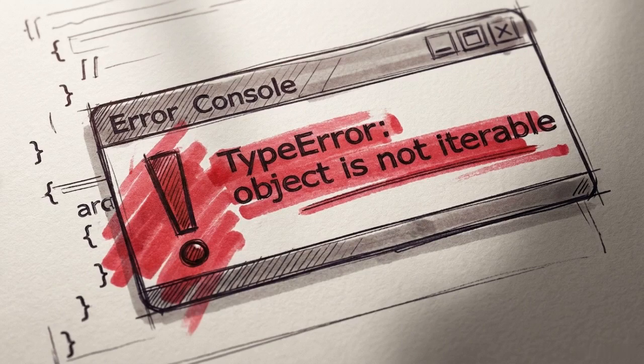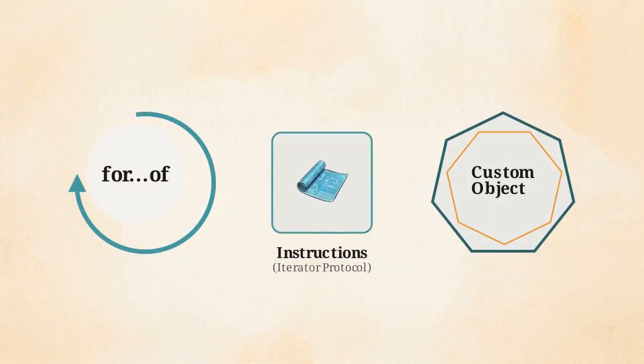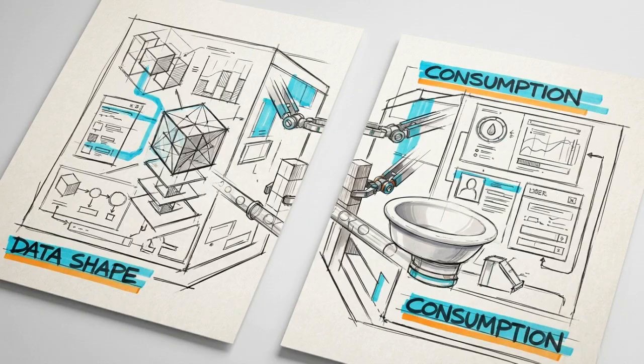The engine returns a type error stating the object is not iterable. By default, JavaScript loops do not know how to traverse custom data structures. They require a specific set of instructions. Those instructions are defined by the iterator protocol. This architectural contract decouples the shape of your data from how it is consumed.